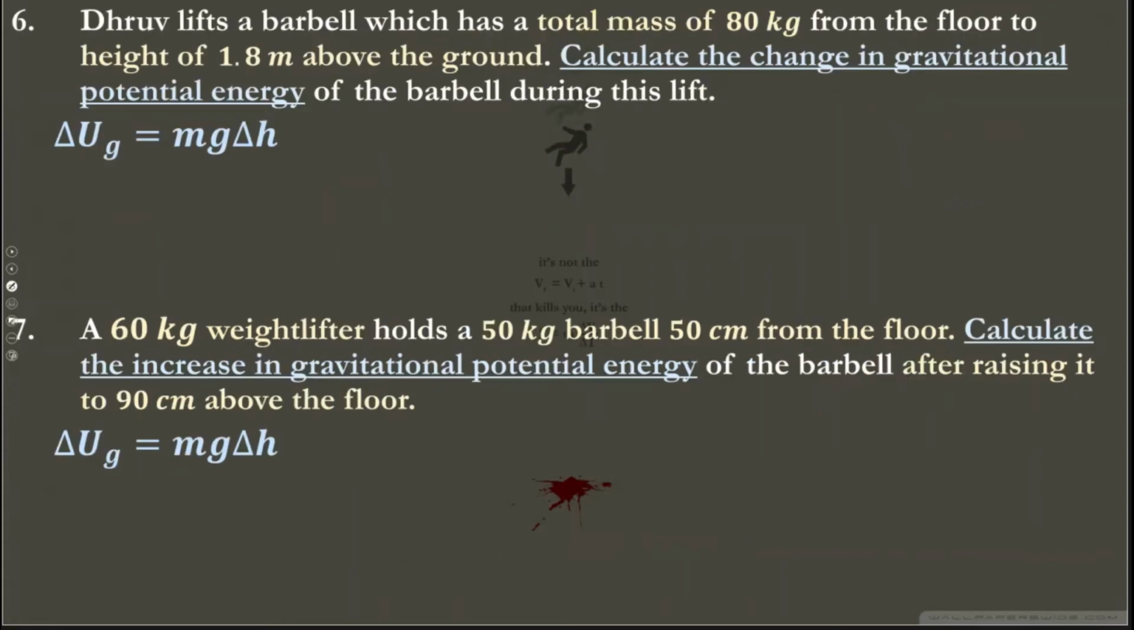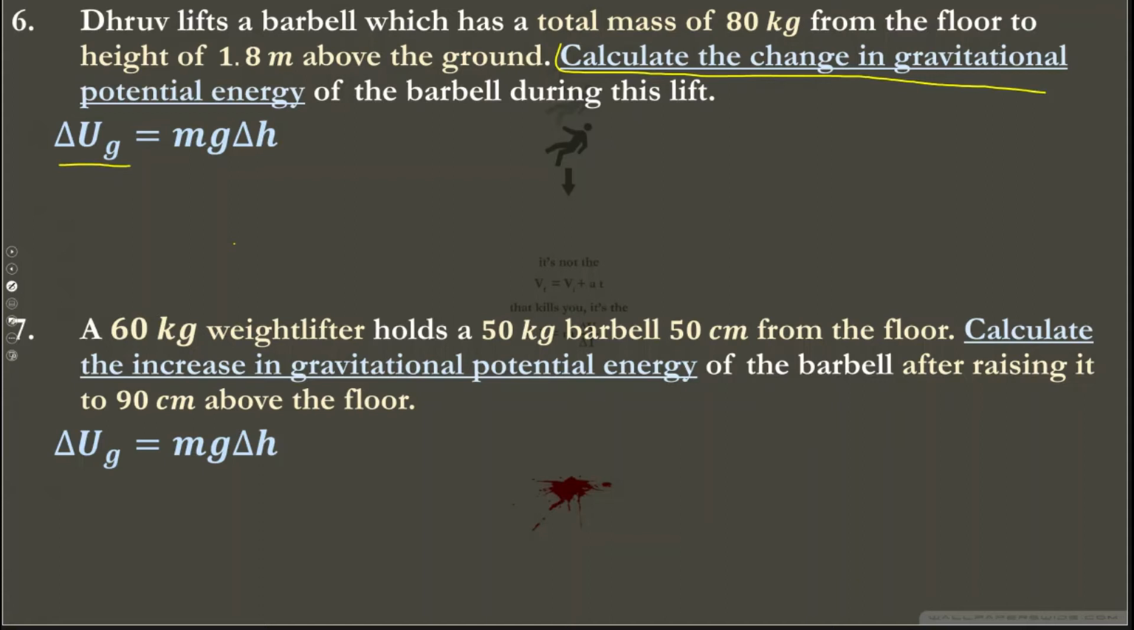All right, moving on. Let's have a look at what we have in our question here. What can we do with the information provided to us? Okay, so let's firstly underline what the question's asking. We need to find the change in gravitational potential energy. Okay, so we're trying to find delta UG.